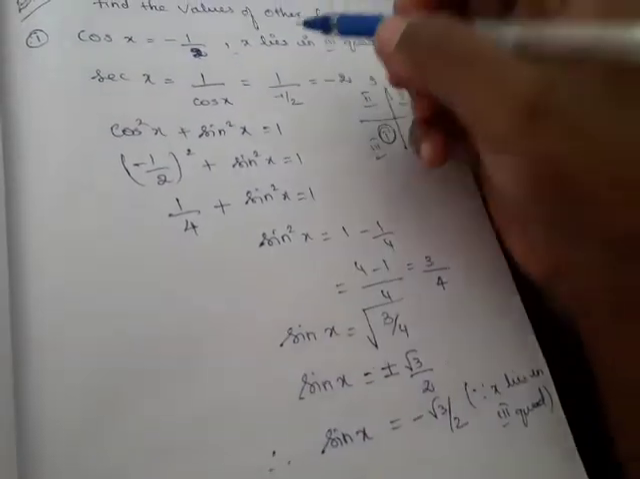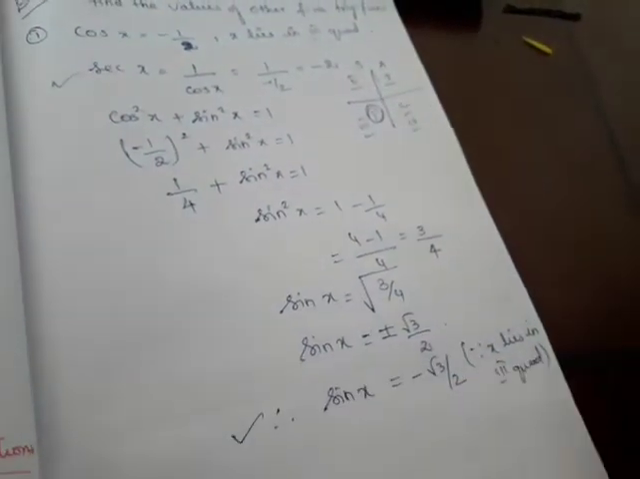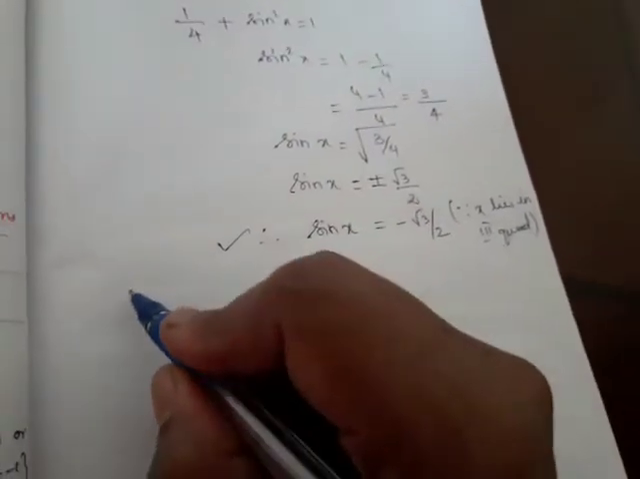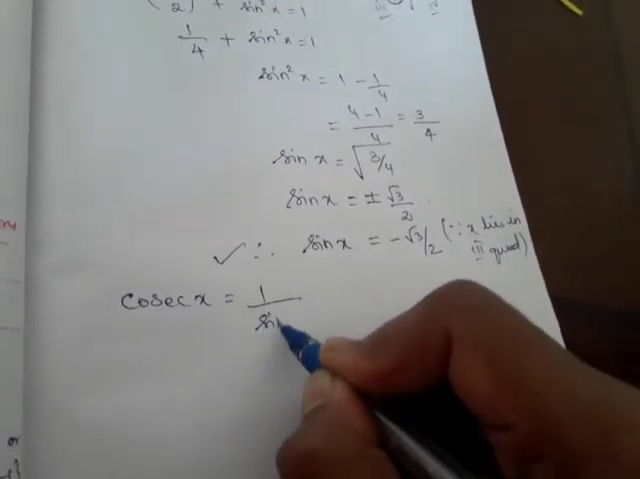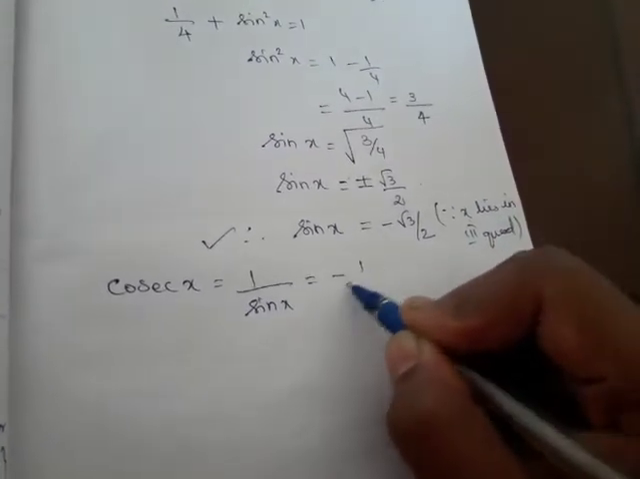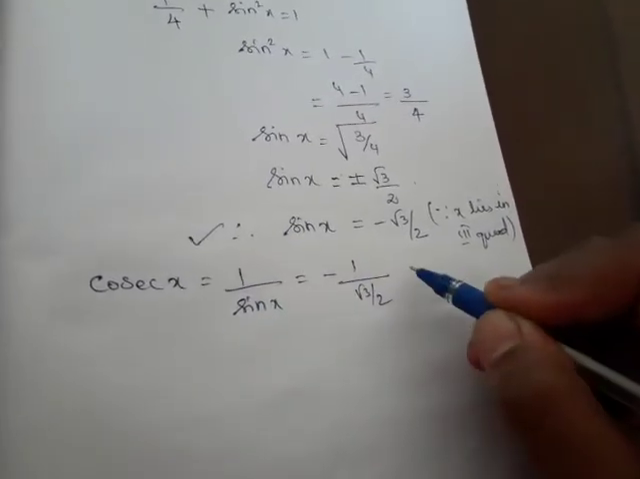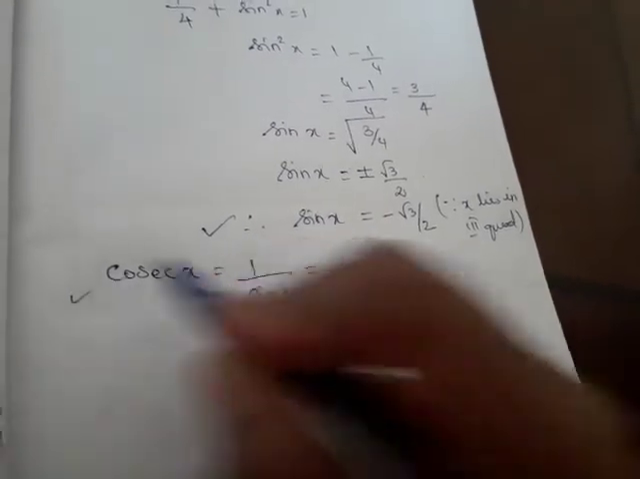Right, now we have found what is secant x and we found what is sin x. Now immediately after finding sin, we can find its reciprocal, which is cosec x. Cosec x is 1 by sin x, which is equal to minus 1 by root 3 by 2. This minus only I have written here. So this will become minus 2 by root 3. So we found what is cosec x.